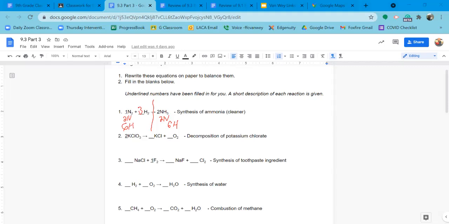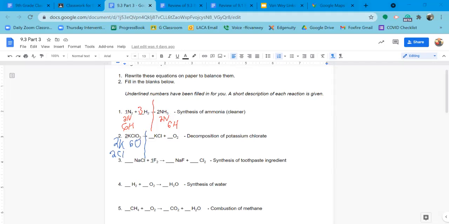For problem number 2, it's going to be a similar process. Use a different color here because that'll help us keep stuff straight. I'll draw my little line. And I'm just going to do an inventory. So over here I have 2 potassiums, 2 Ks. I have 2 chlorines, 2 Cls. And I have 2 times 3 oxygens. This 3 goes just with the oxygen here. So I have 6 oxygens. It's not a 0, that's an O.